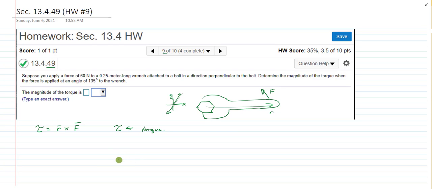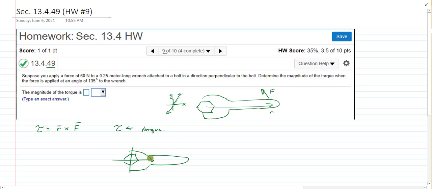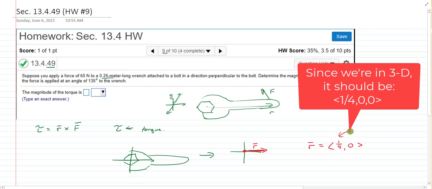So in our problem here, what we have is, do they say bolt again? Yeah, so we've got a bolt sitting at the center of the XY coordinate system. So there's our bolt, and we've got some wrench that we're applying to it, and we imagine that this wrench is 1/4 of a meter long. So stripping down the information here to where we just have a point, this would be the bolt, and we would have this radial vector right here that we'll label as R, and R in this case would be the vector 1/4, 0, because that's 0.25 meters.